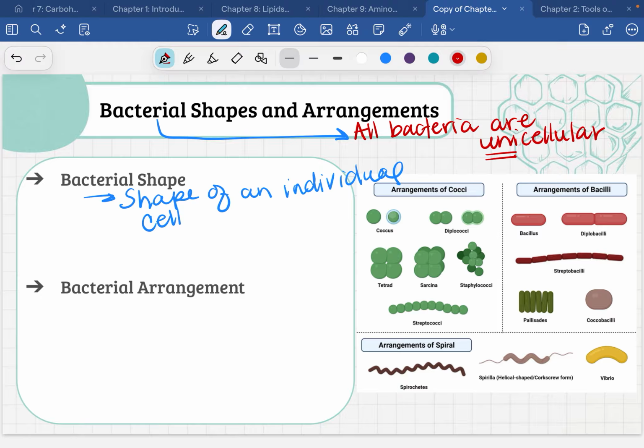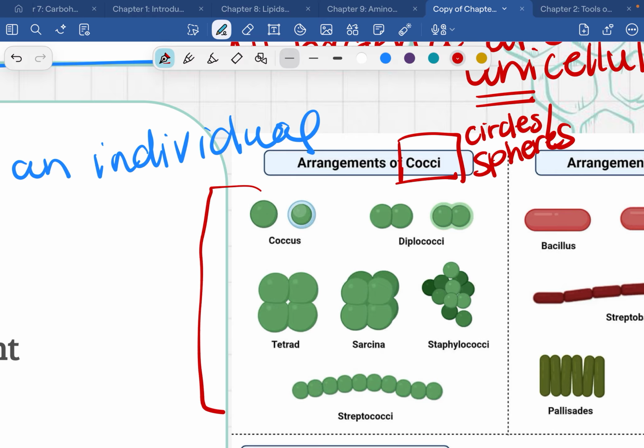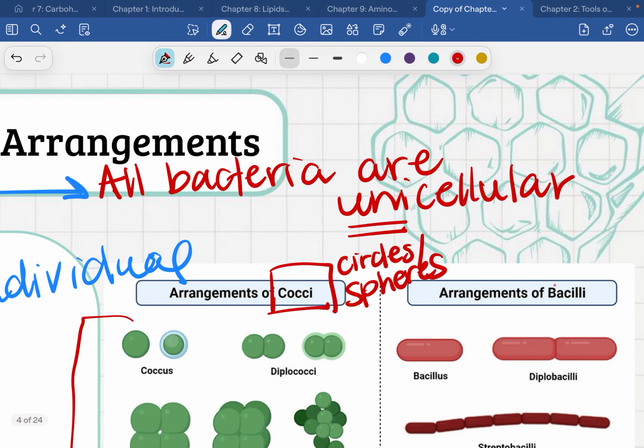Okay? And there are three major shapes. There are a few others, but you only have to remember these three. The shapes are listed up at the top. So our three shapes are going to be cocci. Cocci are basically circles, or spheres, however you want to call them. Okay, and all of these are cocci. They're circles.